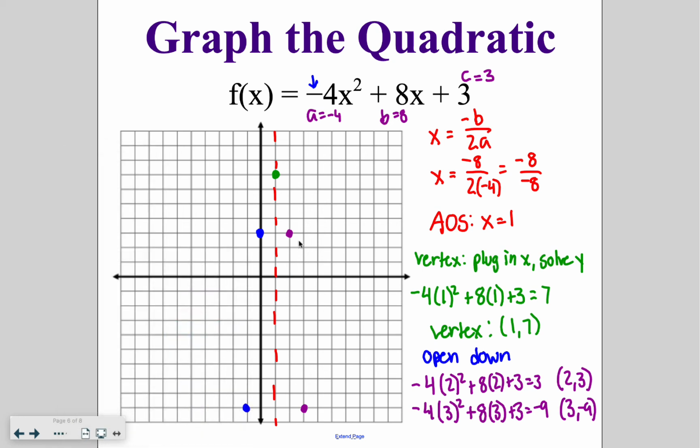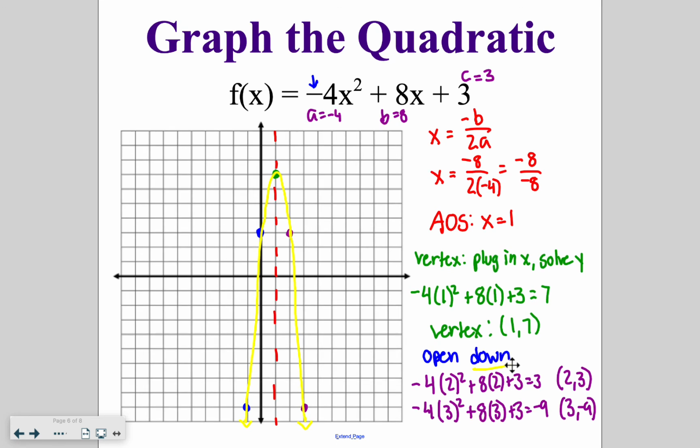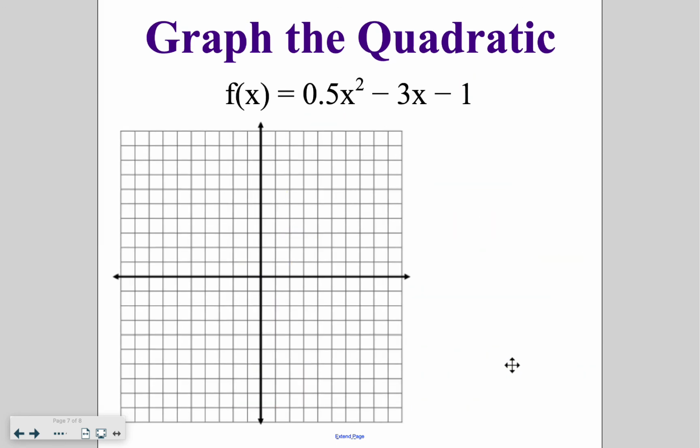Once again, a little bit more difficult for me to draw this on the tablet, but the general idea now being that we go through and connect our points with that upside down U shape. Again, noticing that our graph is going down. Go ahead and try this one on your own.